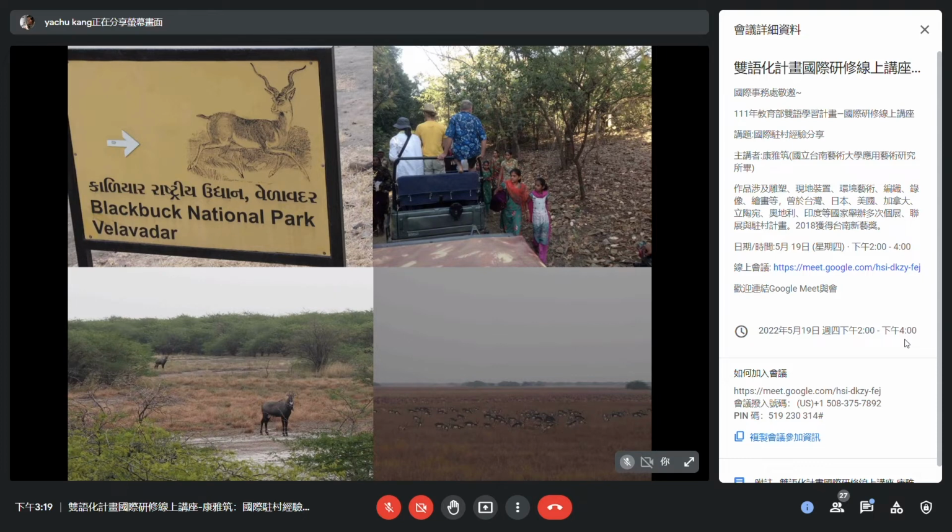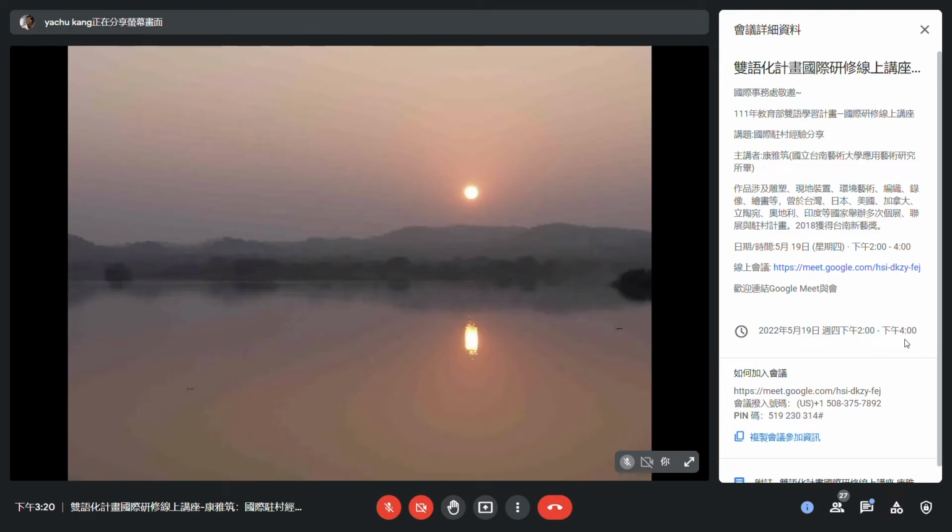We observed the wild animals. And this was pretty funny. We were told that we had to stay in this tank, the truck, because otherwise there might be a lion or some wild animal coming out, and we might be in danger. But in the middle, we saw villagers just walk by. And we saw sunrise and sunset.